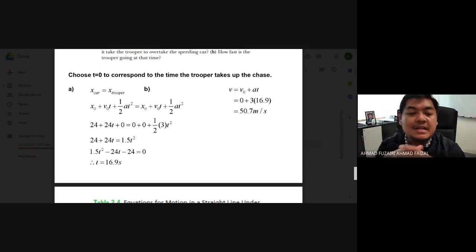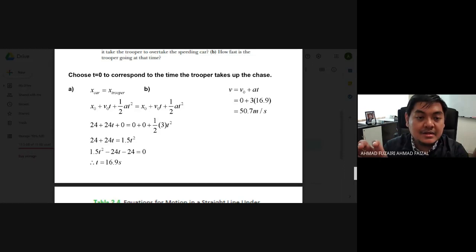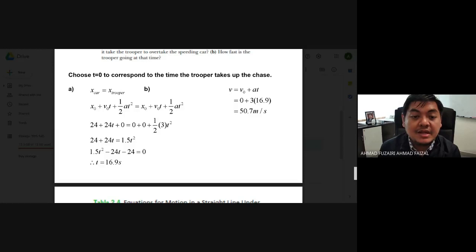Because 16.9 second is the time where the car and the trooper are actually side by side. So that's why we can equate the car with the trooper. Physics has a lot of assuming. We should assume this, we should assume this. So we should understand that the displacement of the car should be equal to the displacement of the trooper at time t equals 16.9 second. Now how can we get that?